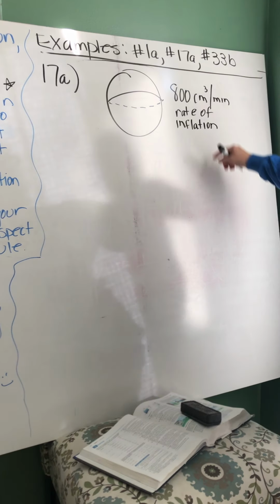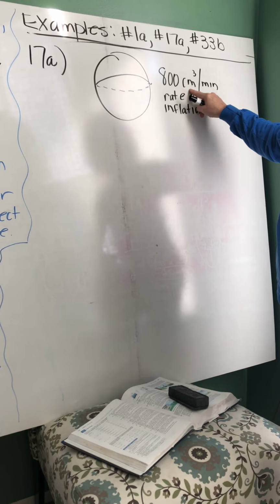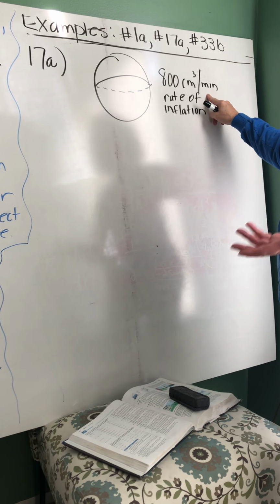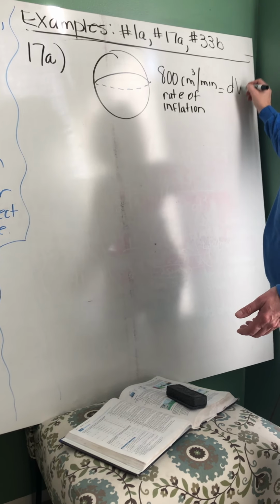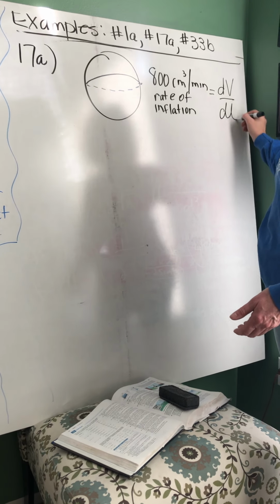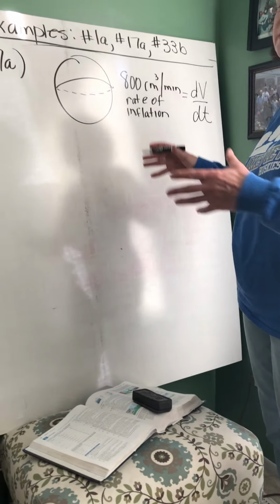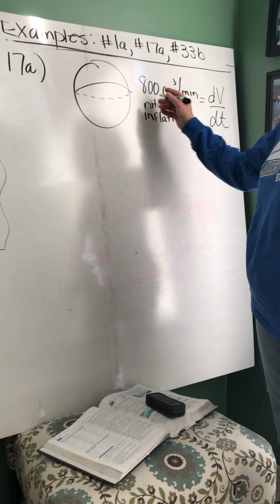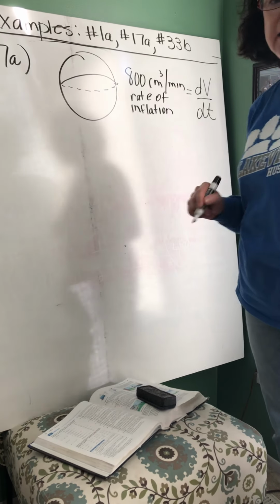We'll take a look here. This is a volume, right? Centimeters cubed. Volume per time. This is the rate of change of the volume over time. I will call that dV/dt. Also, it's positive because this sphere is expanding. If the sphere were getting smaller, I would put a negative on that 800.